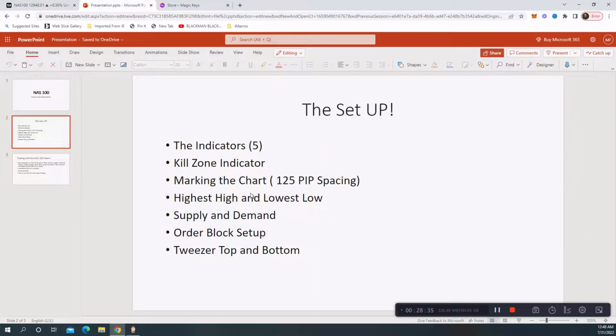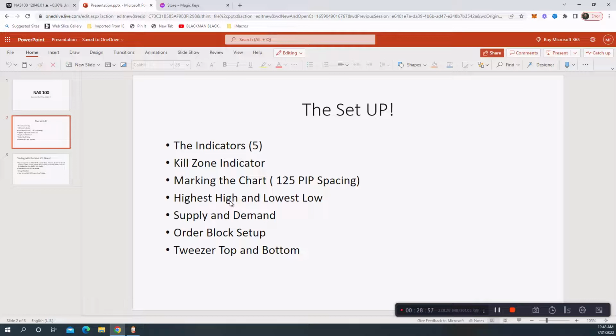So this is the setup, guys. This is the setup. Beautiful setup. And with the marking of the chart, with the 125 pip spacing mark and everything else that goes on, man, I mean, you can almost get into a trade and let it ride.